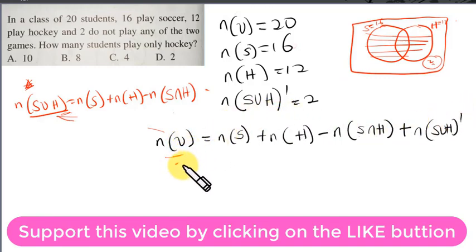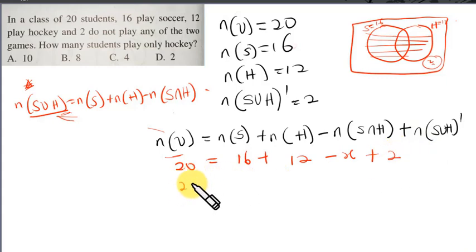Now the universal set is 20. The number of those who play soccer is 16. The number of those who play hockey is 12. The number of those who play both games, I don't know, so let it be x. So let me put x there, minus x. And the number of those who do not play any of the two games, that is (S union H) complement, is 2. So let me simplify this. 16 plus 12, I'm getting 28, plus 2, that gives me 30, minus x.